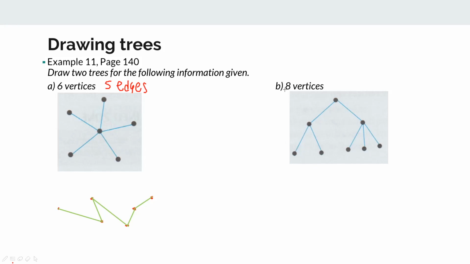Now for the second one, it wants us to draw a tree with 8 vertices. So once again, we would know that if it asks us to draw with 8 vertices, it would have 7 edges. If you look at the example here, it has 1, 2, 3, 4, 5, 6, 7, 8 vertices and 1, 2, 3, 4, 5, 6, 7 edges. Now let's try to draw one on our own.